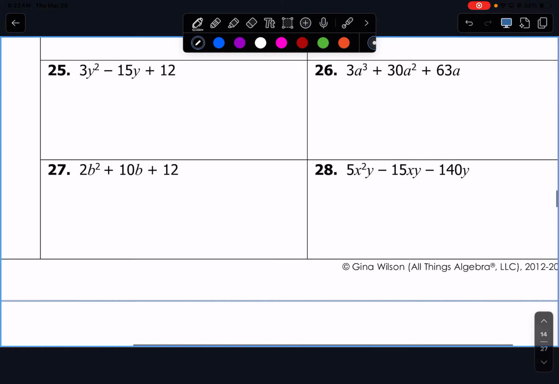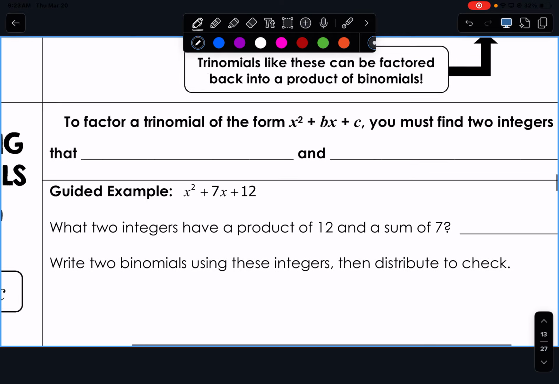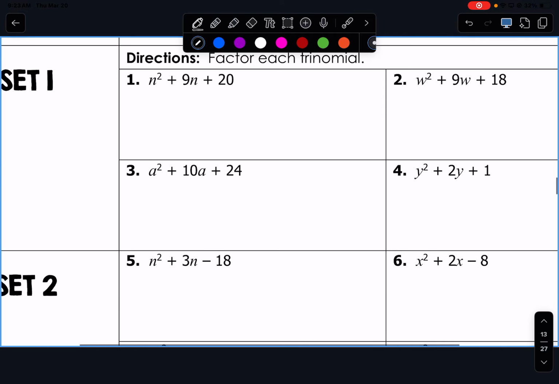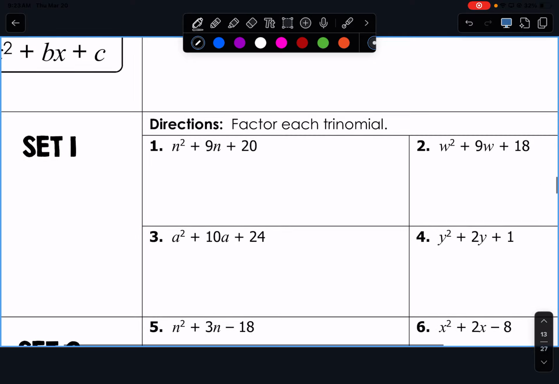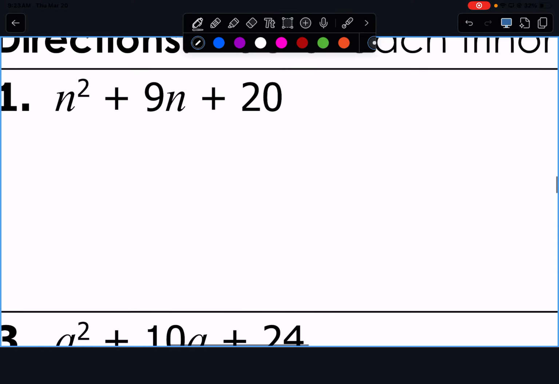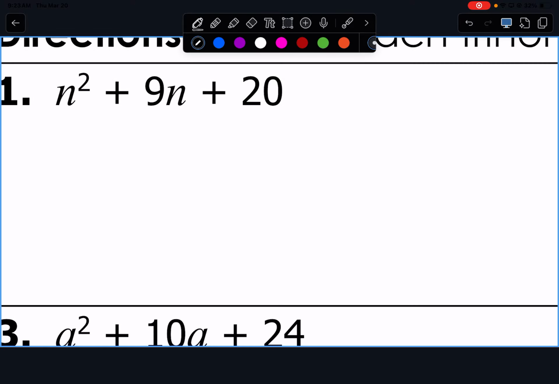So what we're going to do is look at number 1, which has no GCF. Before we write anything on the board, I am actually going to go through this one using the method we've done so far. What is this problem? It's a trinomial. What is the question though? N squared plus 9n plus 20.